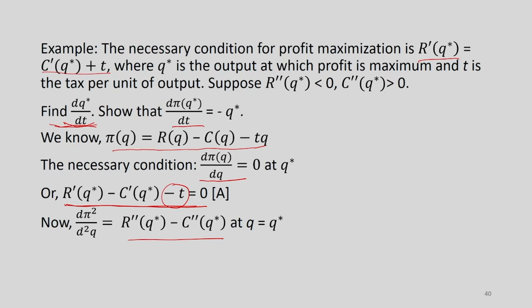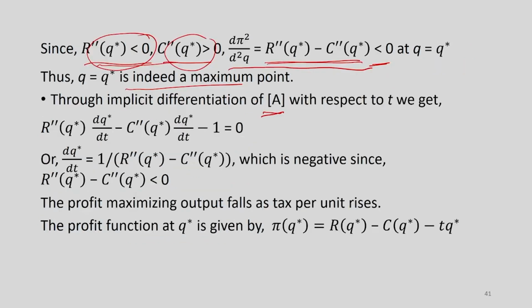So, that gives us a clue why we should use the first order condition or the necessary condition, but then differentiate this necessary condition with respect to t. All right. If we do so, then this is what we are going to get: R double prime Q star multiplied by dq star dt minus C double prime Q star multiplied by dq star dt minus 1, because there was a small t term and that will become 1.